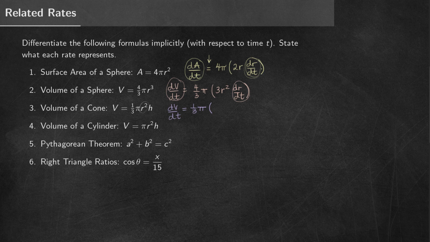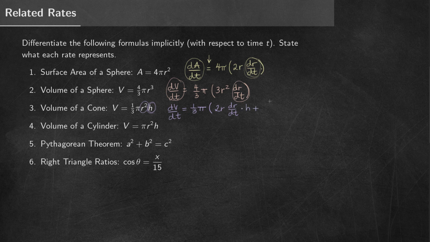So r squared is my first factor and h is my second factor. And remember, we're taking the derivative with respect to t. So r is the wrong variable and h is also the wrong variable. We're going to have to use our chain rule to compensate for each of those derivatives. So let's start our product rule by taking the derivative of the first factor. The derivative of r squared is 2r with respect to r times dr dt to make it with respect to t.